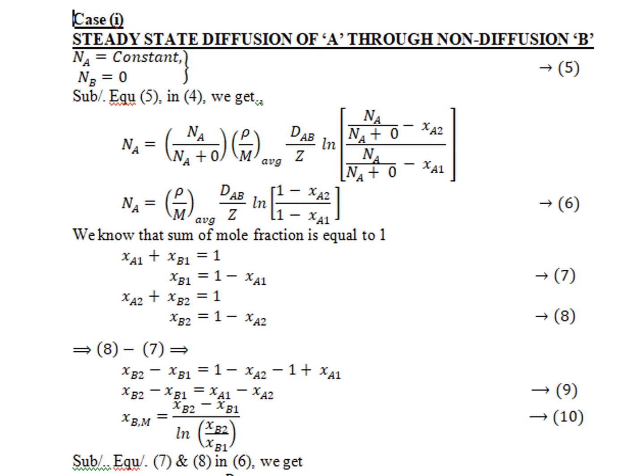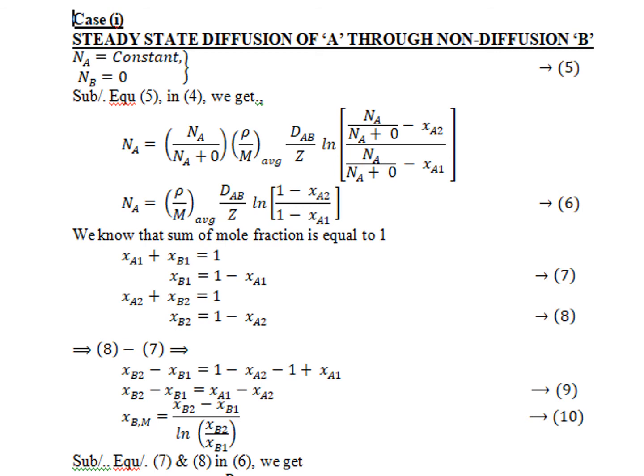Are you clear? Second example, evaporation from a free surface, the vapor moves away from the surface. What happened in the air? The air has no net movement. So this is another example of stagnant diffusion. Are you clear now? So now NA is equal to constant, NB is equal to 0.